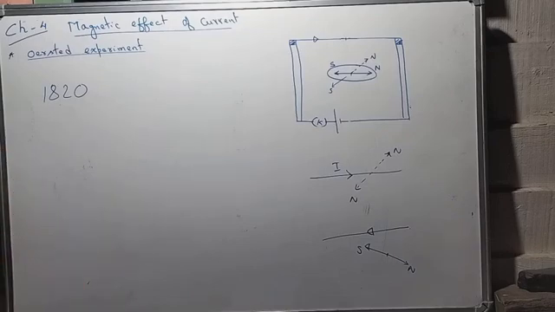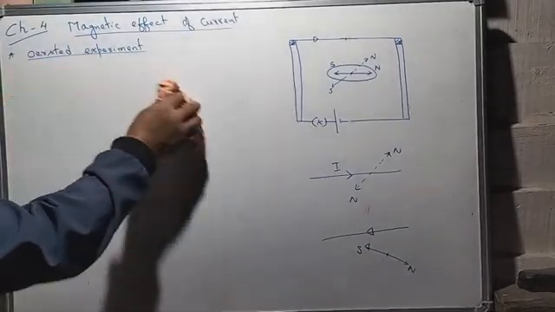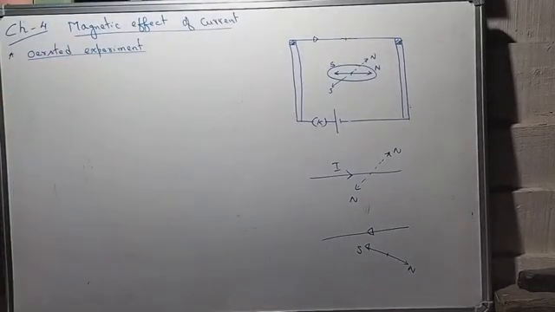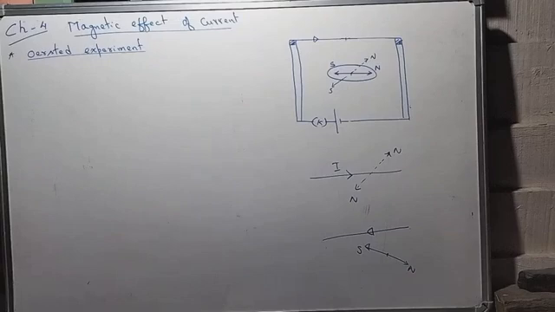Now, from this experiment, we conclude that a current, when passed through a conductor, that conductor always produces a magnetic field. So that is the first conclusion that Oersted made.